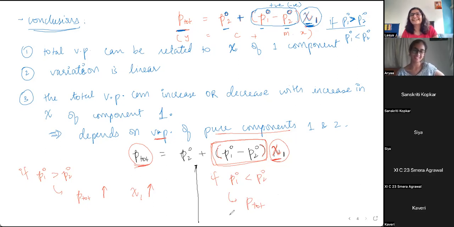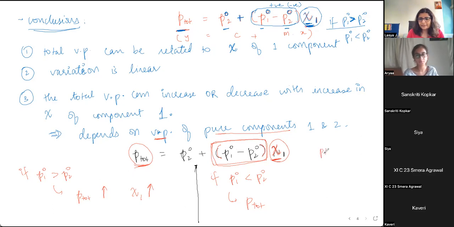Same. But then how can you say that if you increase? Wait, let me think. Purely mathematical, all of these are positive values. Mole fraction, number of moles cannot be negative. Vapor pressure cannot be negative because it's the pressure. But the difference can be negative if P2 is bigger. Exactly. So if P2 is bigger, then this difference is negative.